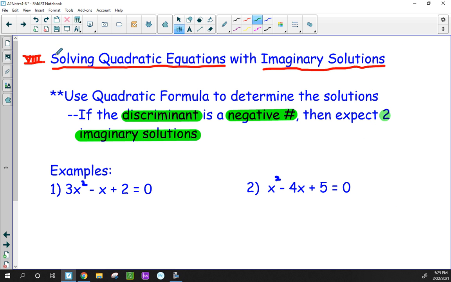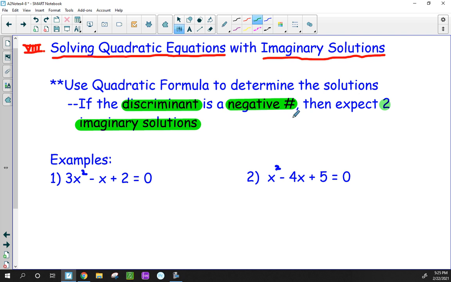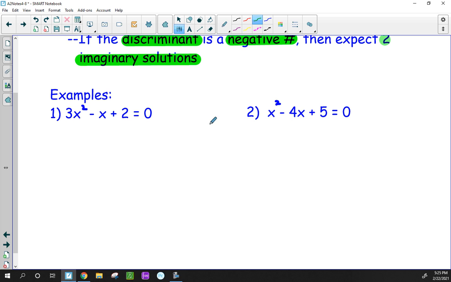Alright, last, how do we solve quadratic equations with imaginary solutions? Now you guys have already had quadratic formula. I'm just here to remind you of a comment I made earlier. I told you we would come back to it. When we're using the quadratic formula to determine the solutions of a problem, if the discriminant, which is the part underneath the radical, turns out to be a negative number, then you're going to expect 2 imaginary solutions.